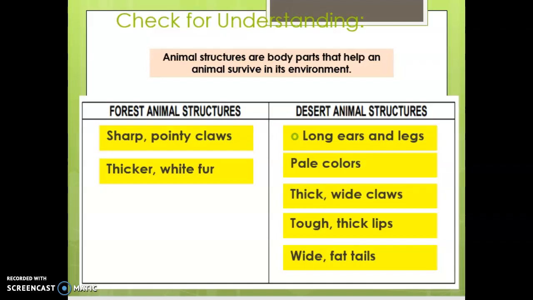So what did we learn? Animal structures are body parts that help an animal or a plant survive in its environment. We've discussed some forest structures that help animals and some desert structures that help animals survive.